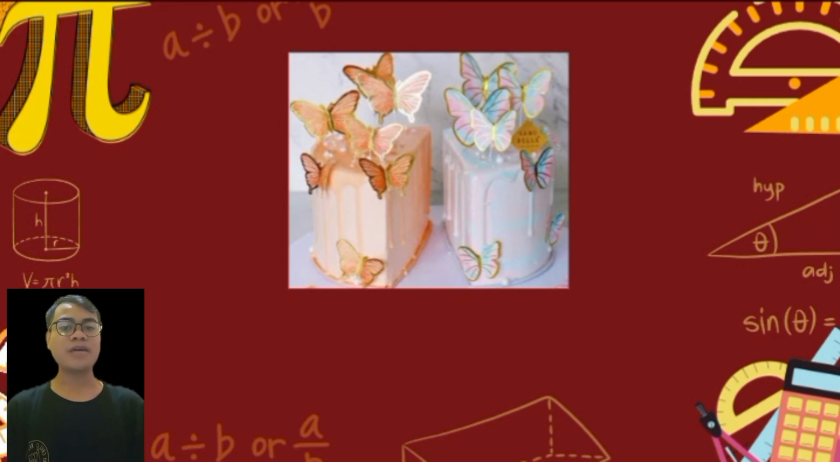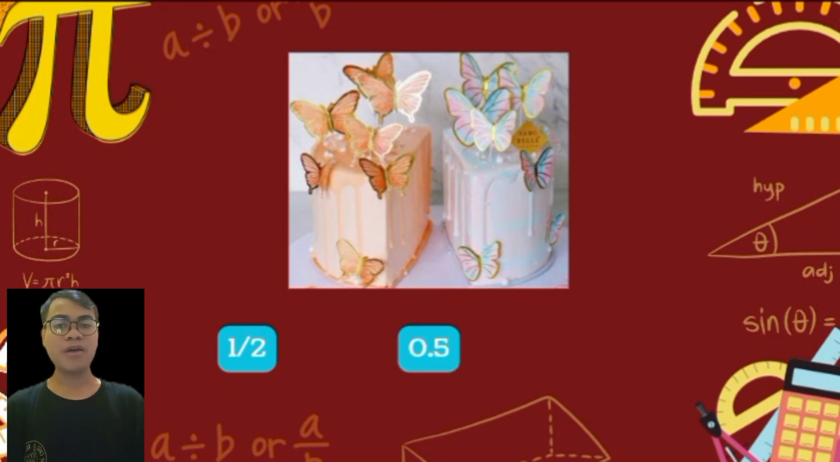Imagine you have a cake and then you cut it into two equal parts. If you take one part, you can say it as 1/2, but actually, that can also be written as 0.5 or even 50%. So, from one situation, we can represent it in different number forms. Even though they look different, the value is actually the same.